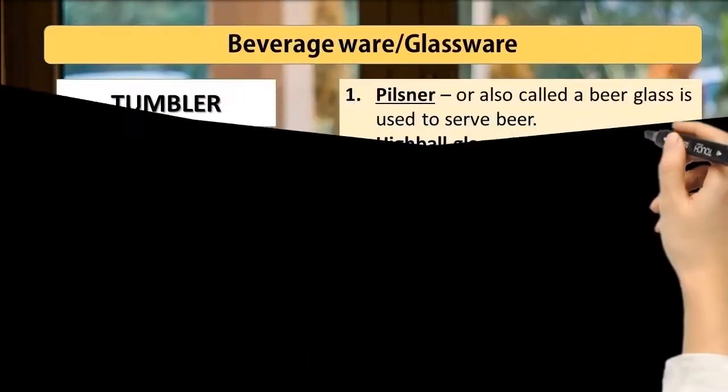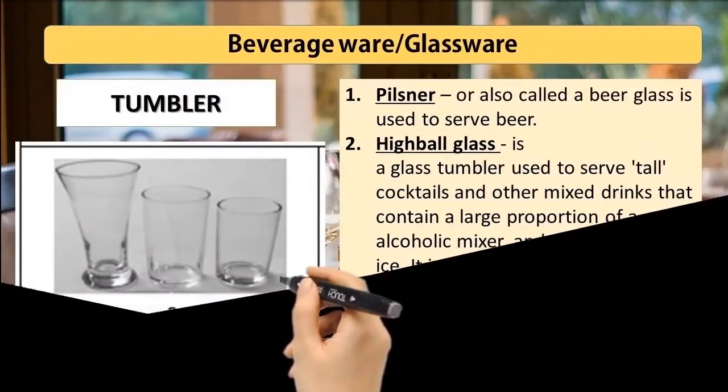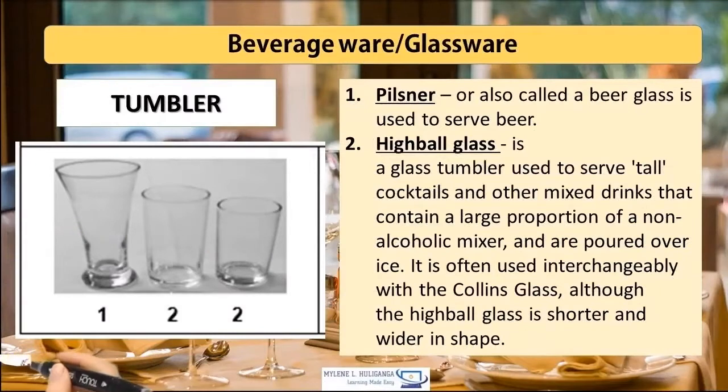Certain shapes and sizes of stemware are typical for drinks such as wine, margarita and champagne. One example of tumbler is a pilsner, also called a beer glass because it is usually used to serve beer. The highball glass is a glass tumbler used to serve tall cocktails and other mixed drinks that contain a large proportion of a non-alcoholic mixer and are poured over ice. It is often used interchangeably with the Collins glass, although the highball glass is shorter and wider in shape.